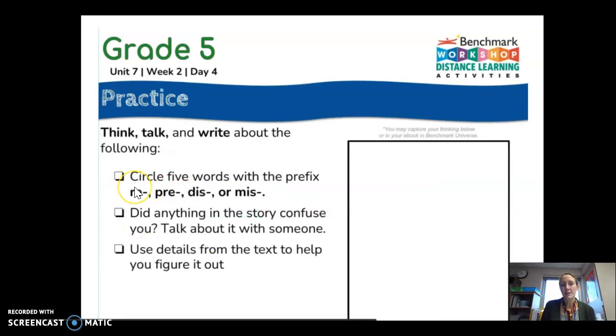Okay, it looks like we're going to start by circling 5 words with the prefix re, pre, dis, and mis. And then, did anything in the story confuse you? Talk about it with someone and use details from the text to help figure it out. This might be a fun story to read along with someone and have a conversation about what you're reading. If you'd like to stay here and read it with me, I am going to read it and share some of my thoughts. And I'll also help you find some of the words with the prefixes.